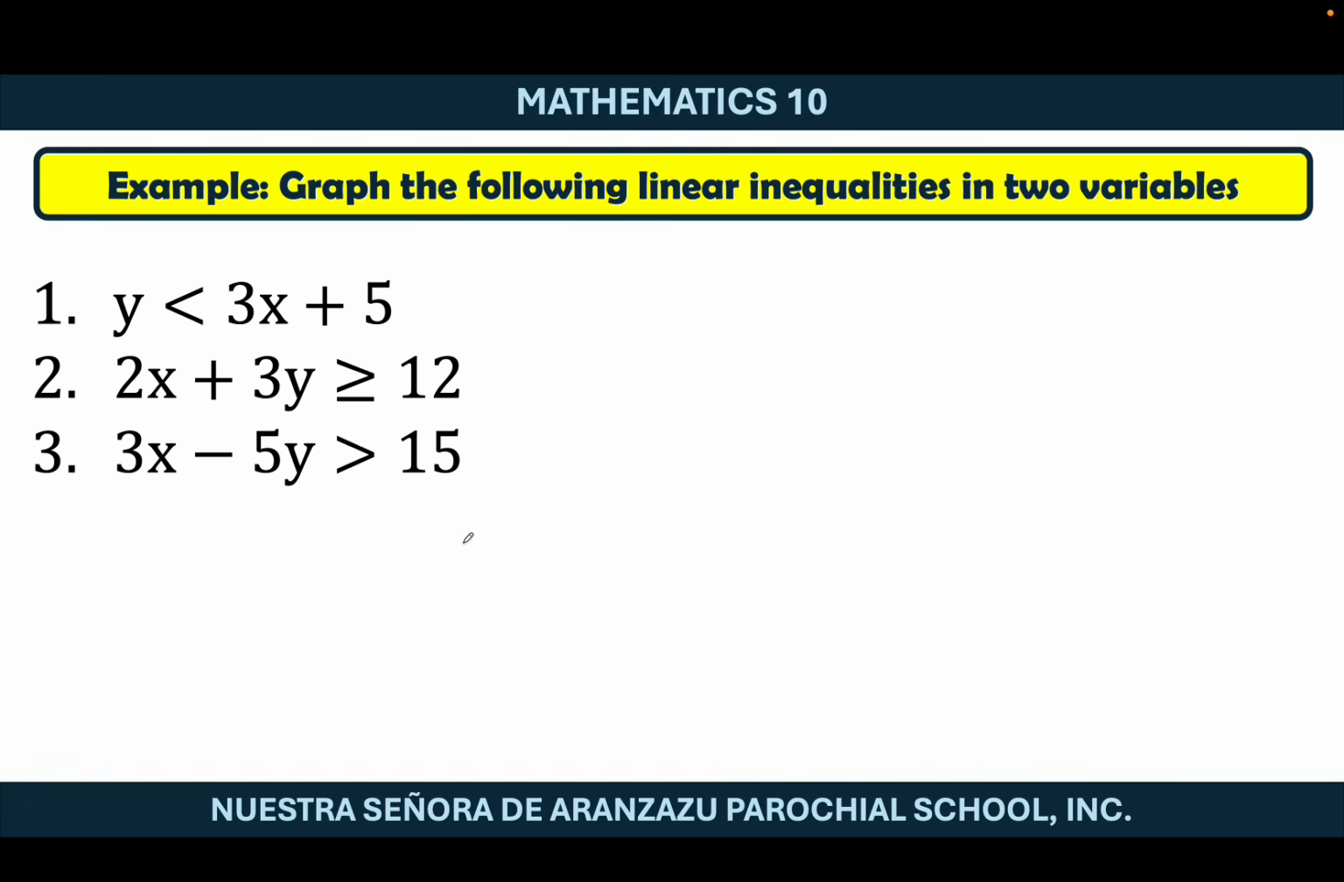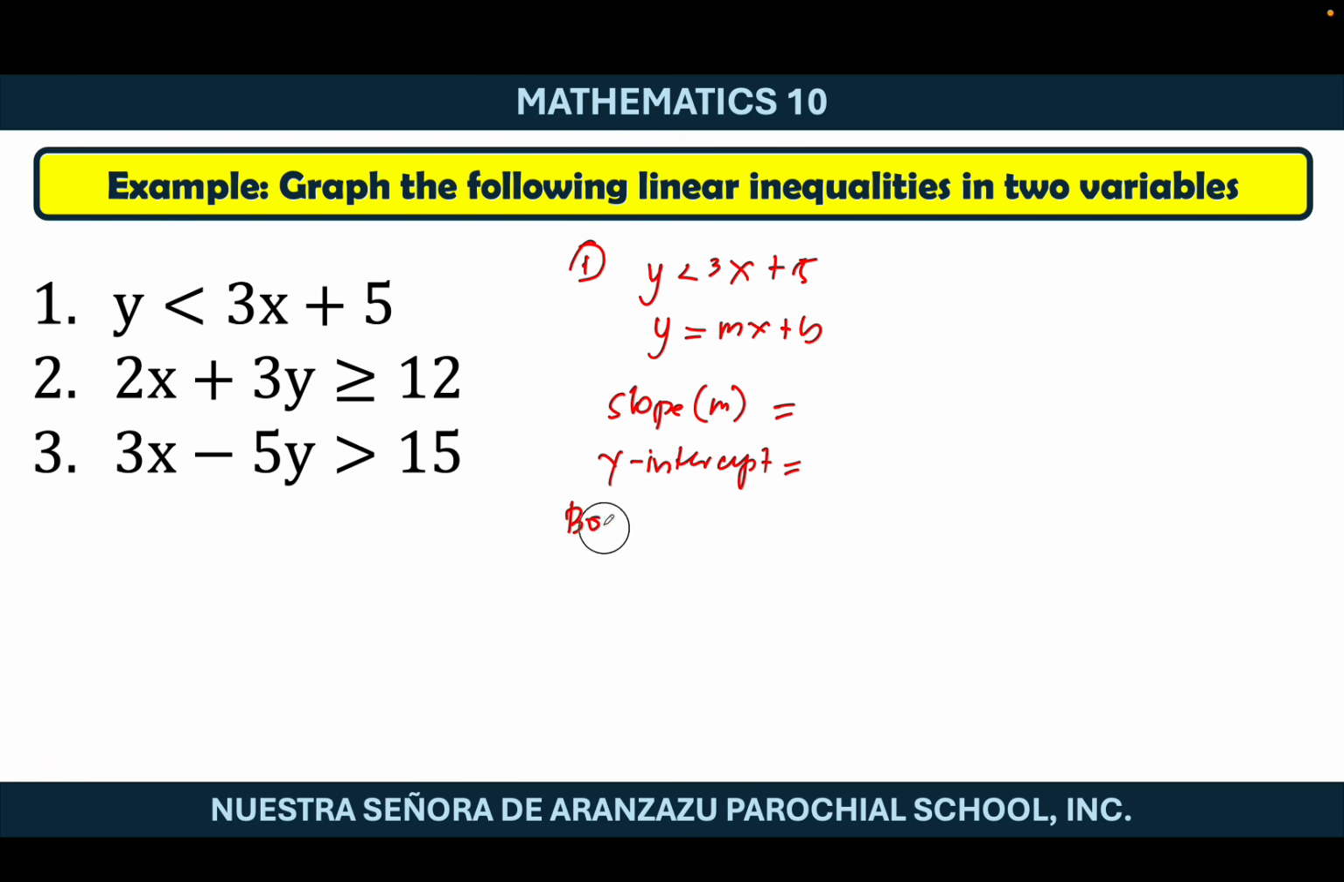Let's have an example. y is less than 3x plus 5. Okay, so, based on number 1, as we observe, it is already written in the standard form. Tama ba? Which is yung y is equal to mx plus b. So, ibig sabihin, hindi na natin siya i-convert. Now, kailangan nyo makuha anong value ng slope or yung m natin, yung y-intercept, yung boundary line, and yung region of solution.